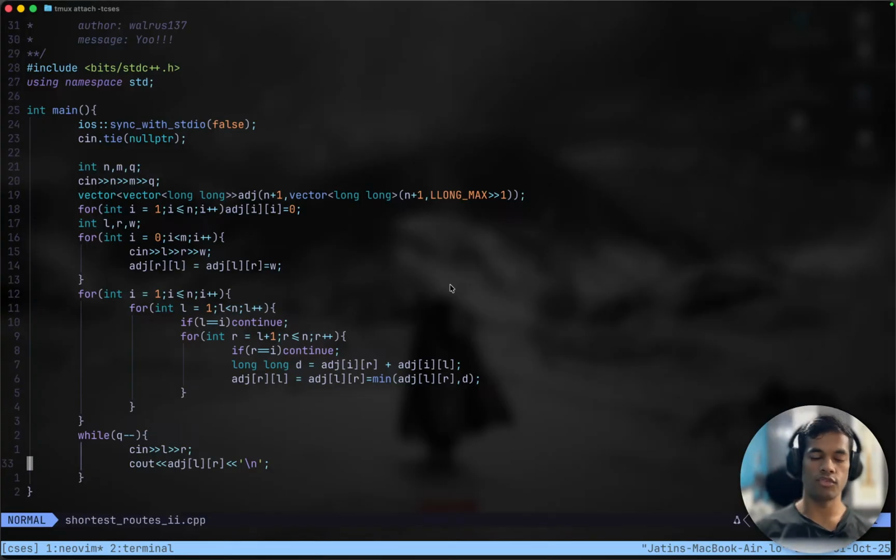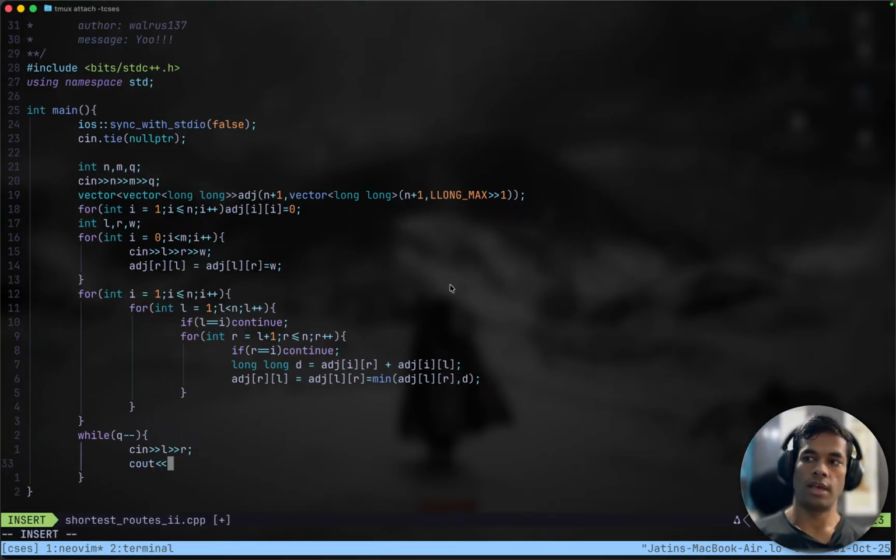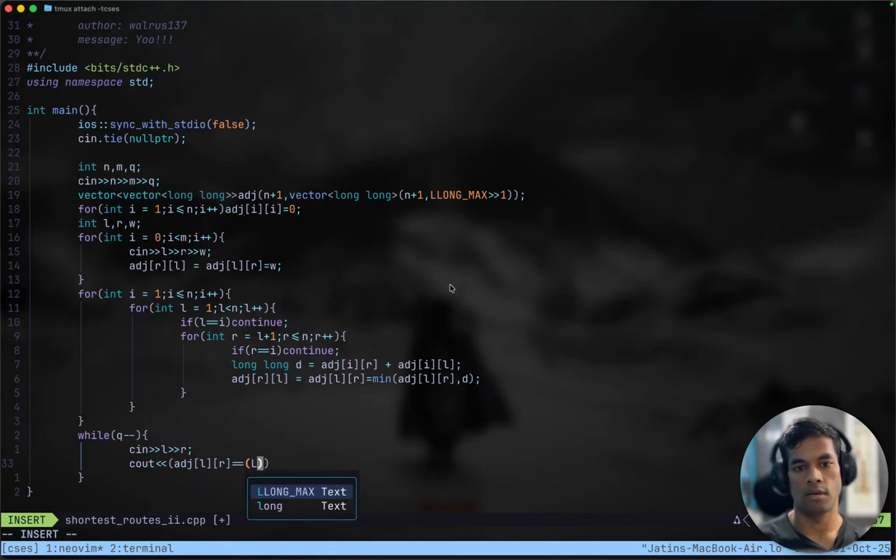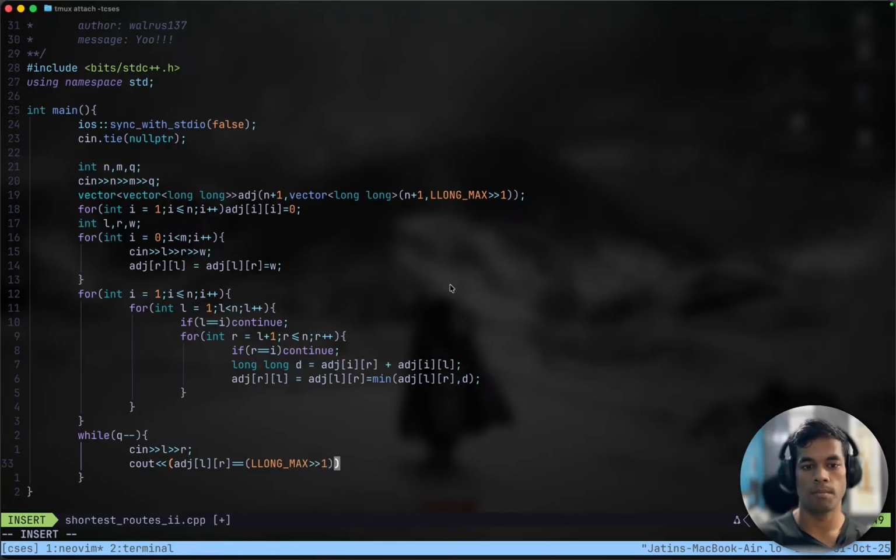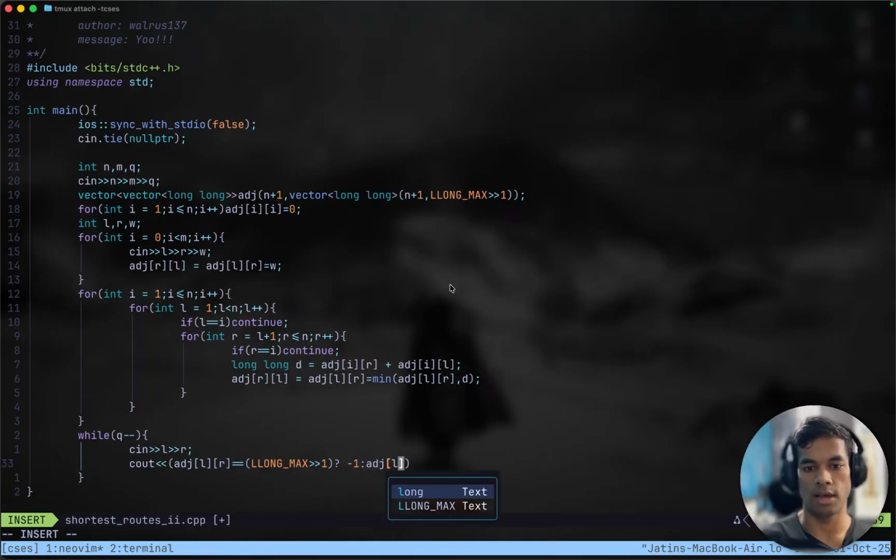We have to have a conditional here. Cout depending on the value of ADJ L R. If this thing is long max, right shifted by 1, if this is true, then output minus 1, else output ADJ L R with a new line.